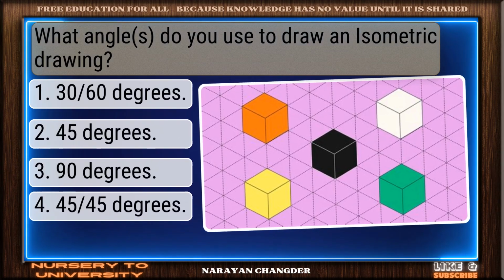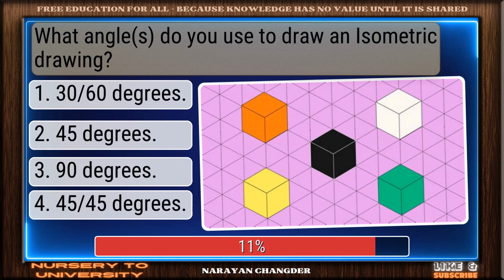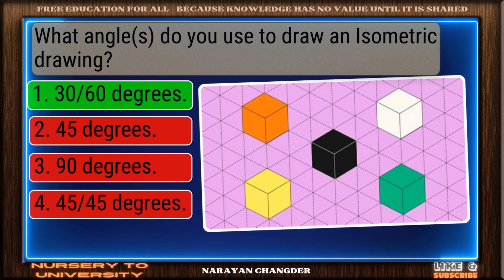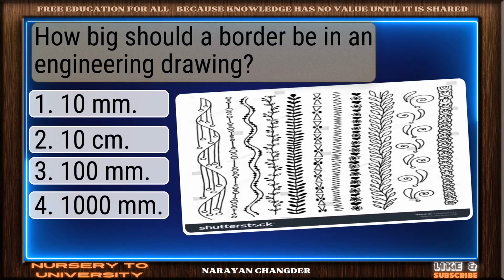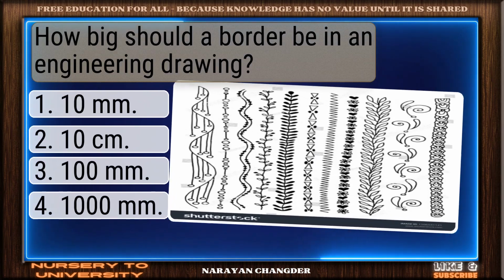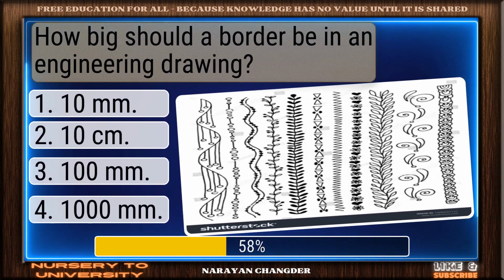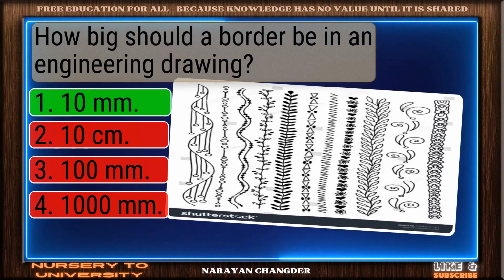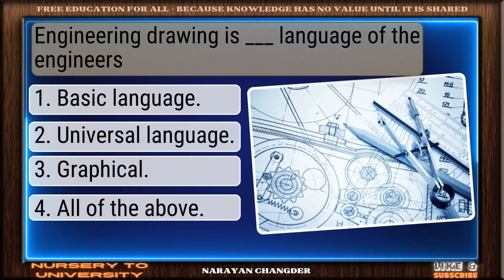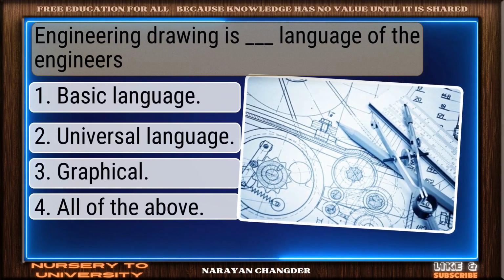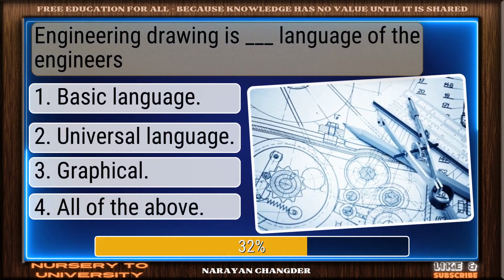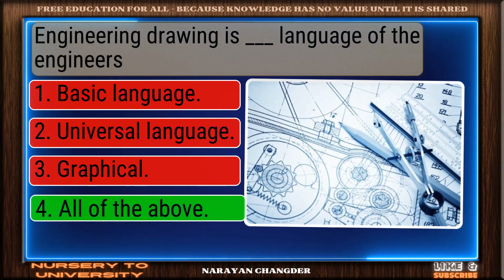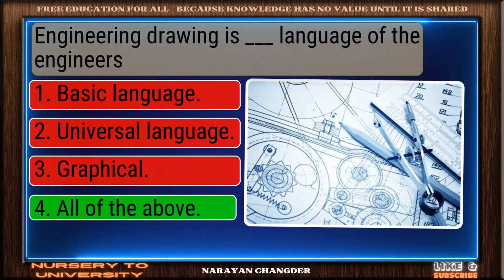What angle do you use to draw an isometric drawing? Well done. 30-60 degrees is the right choice. How big should a border be in an engineering drawing? Smart move. 10 mm is an accurate answer. Engineering drawing is dash language of the engineers. Right again. All of the above is a valid answer.